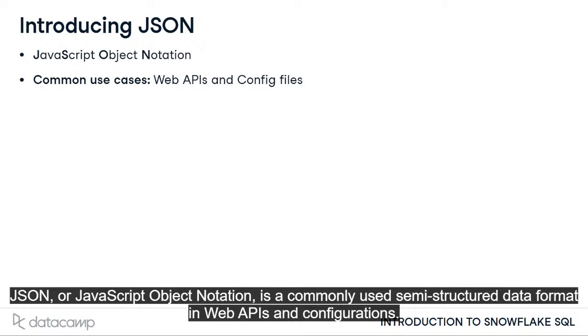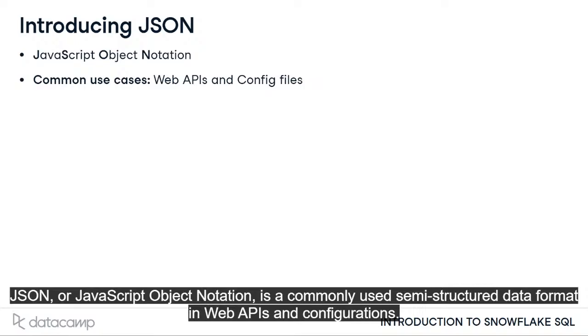The variant data type supports web APIs and configurations, and it uses key value pairs. For instance, an array is an ordered list of values. We can create a Snowflake table with variant columns to handle these varied data types, as demonstrated in the customer info example. Good news! Snowflake's built-in functions work with semi-structured data. One such function is called parse JSON.